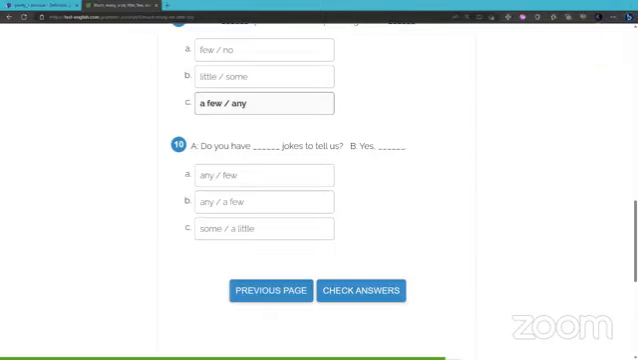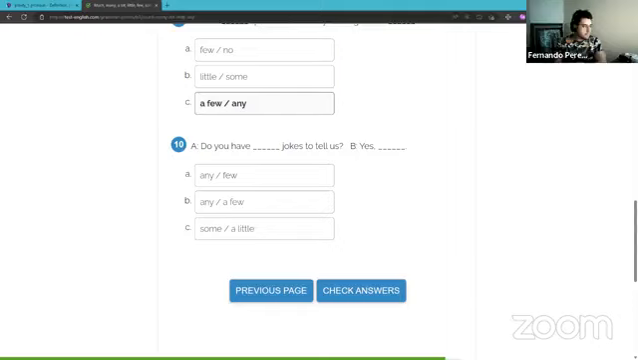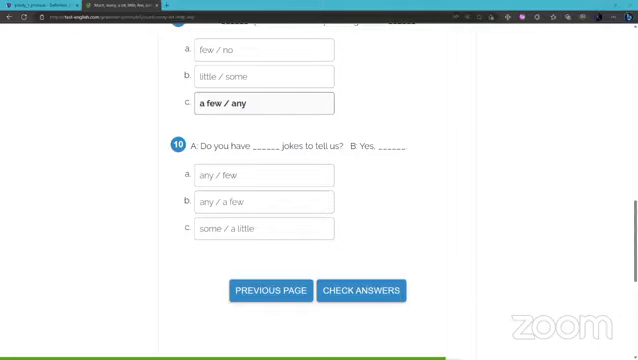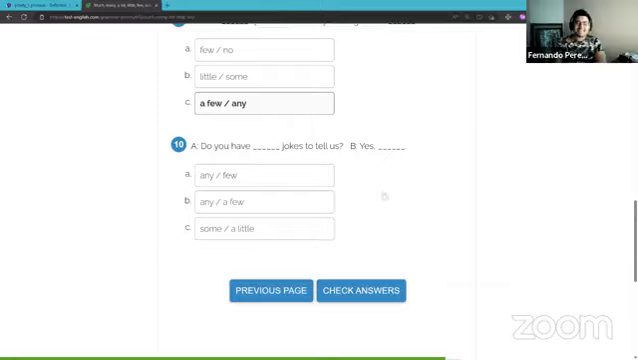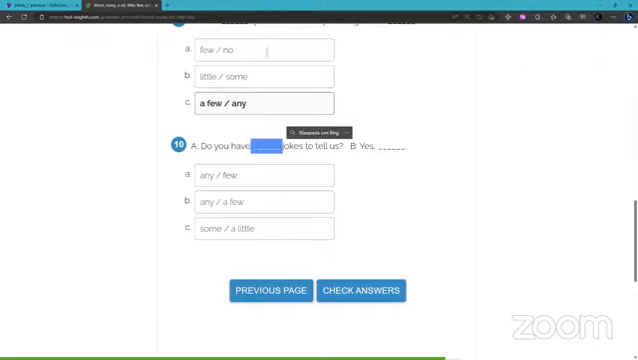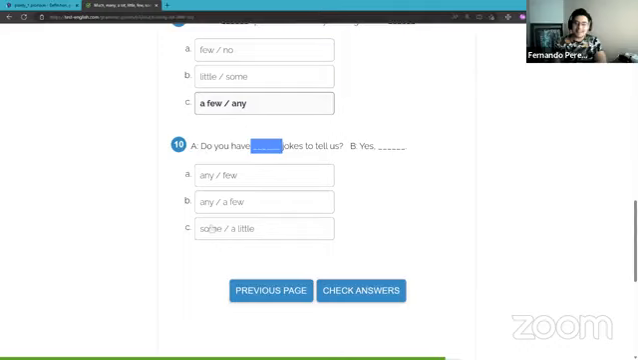Benji, number 10. Do you have some jokes to tell us? Yes, a little. That is incorrect, brother, because it's exactly the lesson. The question "some" is never for existence. Never use some when you don't know about the existence. The first option needs to be any.